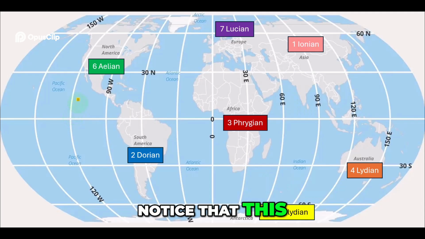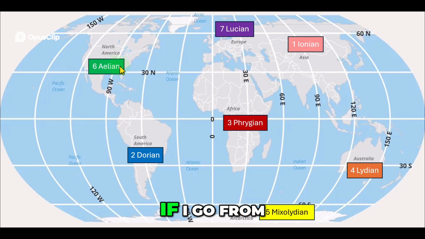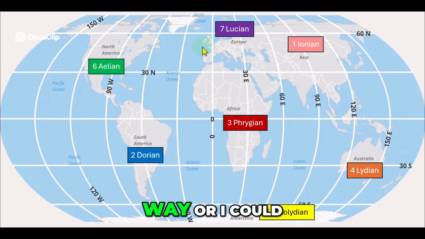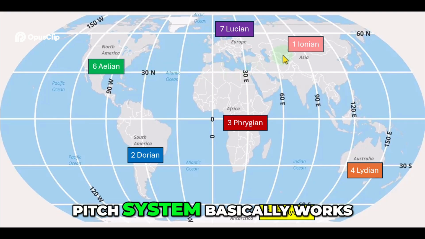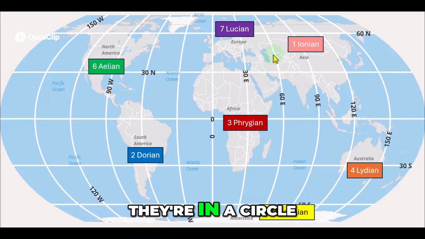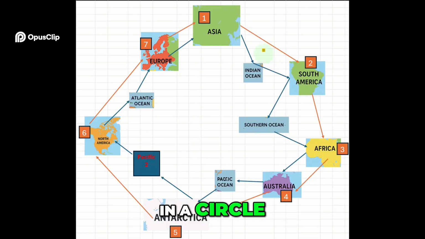Notice that this system works well on a guitar because there are multiple strings. But if you think about it from a pitch system, we don't have directions. If I go from North America over here to Asia, I could go this way, or I could go straight through this way, for example. But the way the pitch system basically works is that all the continents are in order, in a circle like a racetrack, or like going around a block. So it looks something like this.